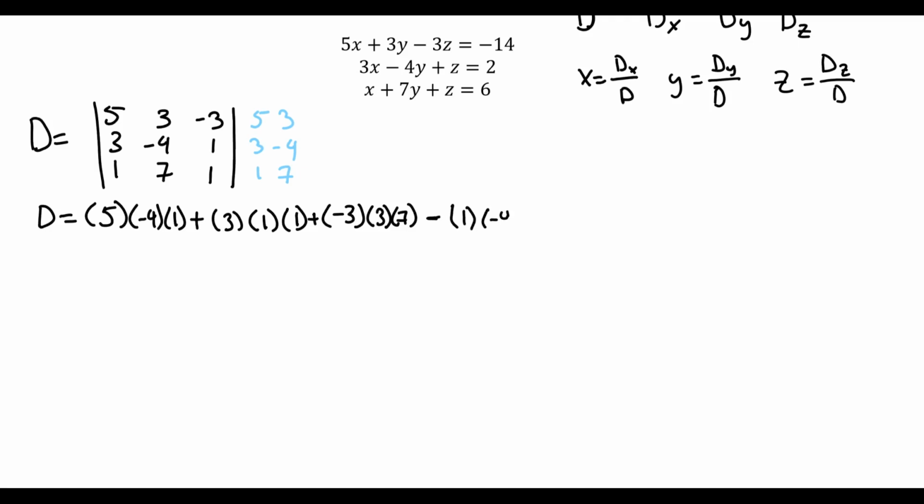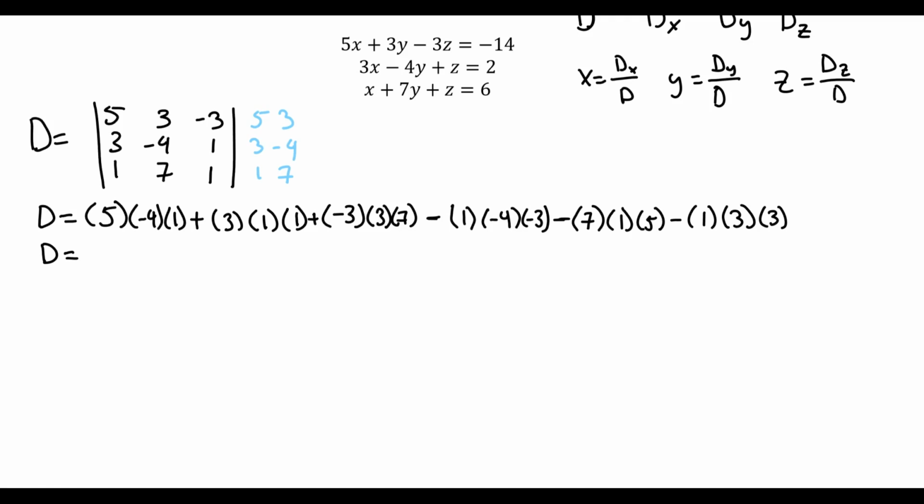1 times -4 times -3, right here. Then I'm going to have 7 times 1 times 5. It's still going to be a minus. Then minus 1 times 3 times 3.